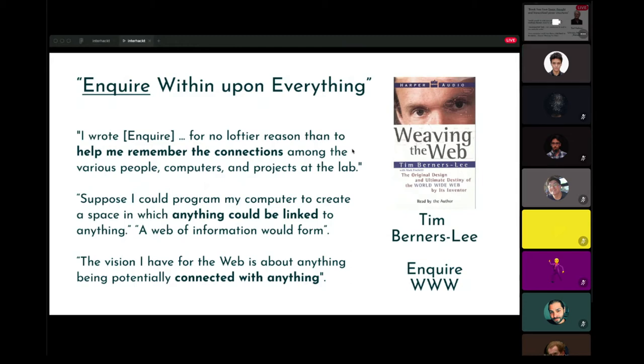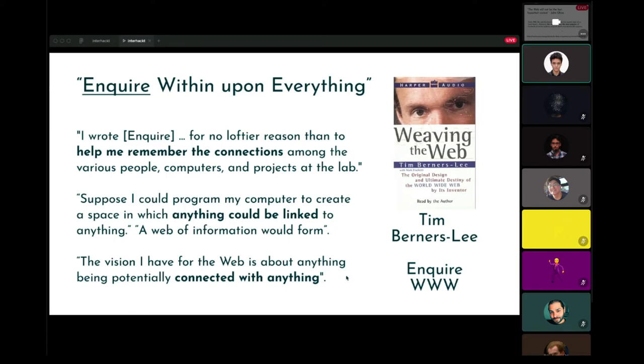So the earlier motivation for the web was actually to help him remember the connections among people, computers, and projects at CERN. And he wanted to create a space in which anything could be linked to anything else. So if you think about the web today, it's made of web pages, and you can only link between web pages. So this "anything" part of the vision has not been accomplished yet.